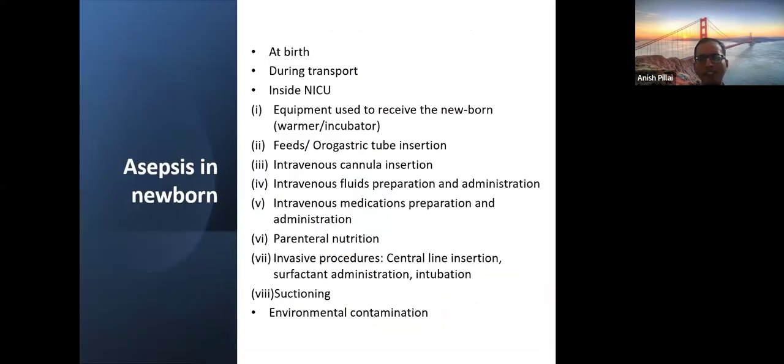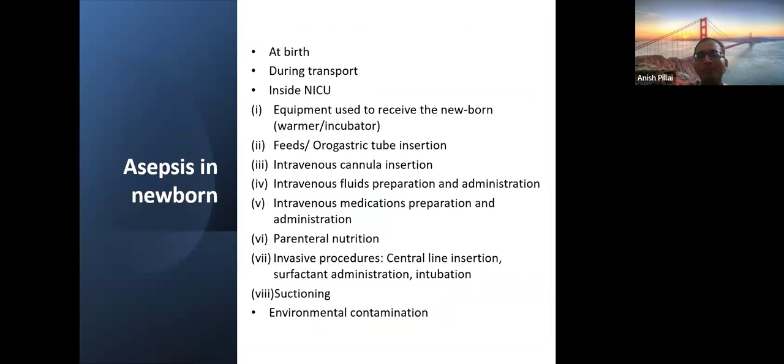And asepsis in the newborn is like a common chain. It should be at every point: at birth, during transport, in the NICU, during injections, during OGT insertions, things that we feel are non-infective. Even milk infections can cause stomach infections, which can become sepsis.